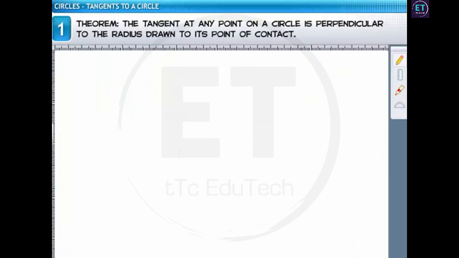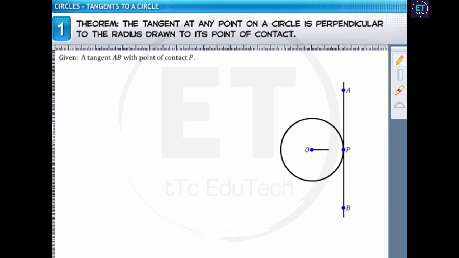To verify Mr. O's claim, we have to verify the theorem that states that the tangent at any point on a circle is perpendicular to the radius drawn to its point of contact. Here we have a circle with a tangent AB drawn to it at point P. OP is the radius of the circle. Now we have to prove that OP is perpendicular to AB.